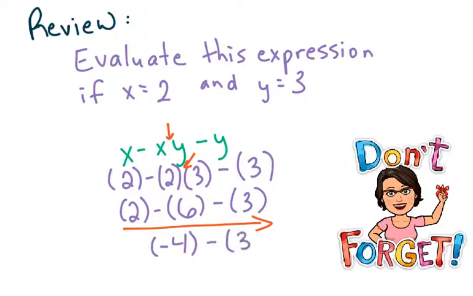minus 3. And remember, we don't like to subtract when we have negatives and positives. So we're going to add negative 3. So negative 4 plus negative 3 is our final problem, which gives us negative 7. So our final answer is negative 7.